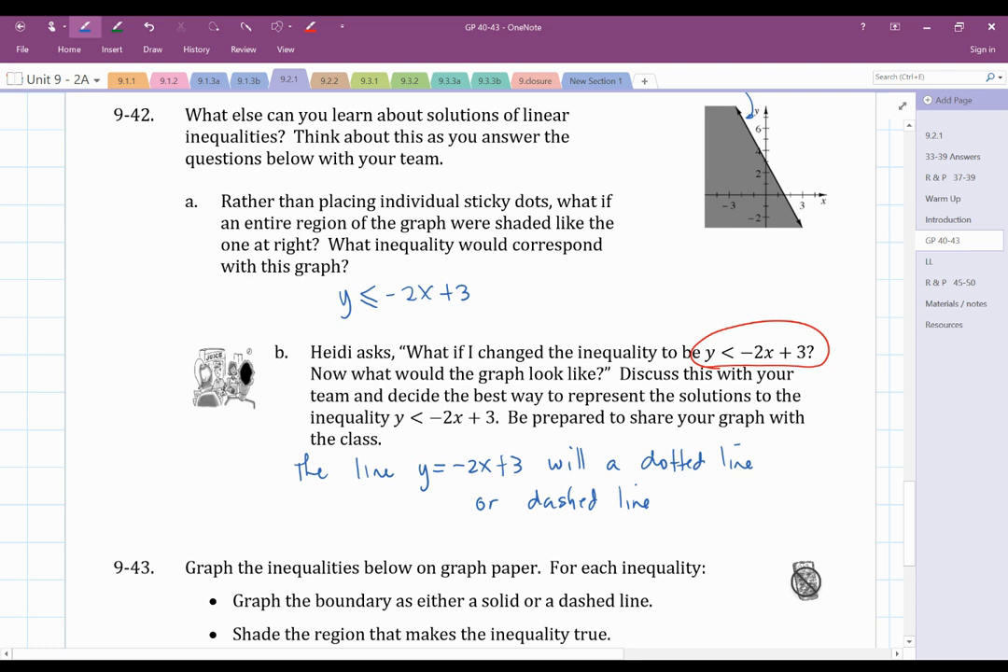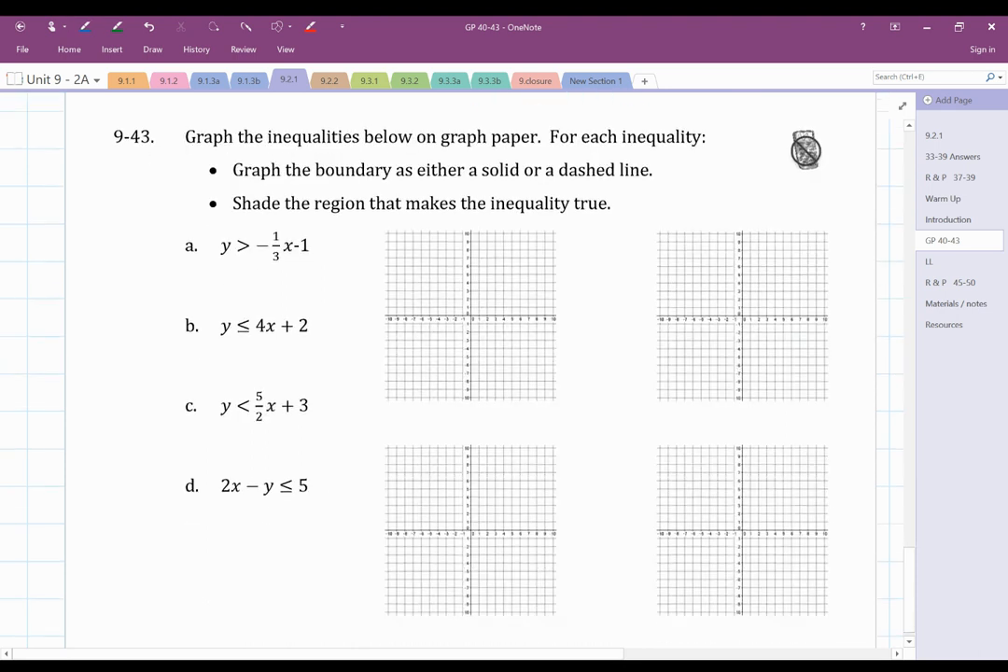Okay, so remember that if we are graphing, if we have an equal sign or a line below the inequality, your line is a solid line. But if it doesn't have a line under the inequality symbol, our line will be a dotted line. Okay, let's answer number 43 so that we can use what we learned.